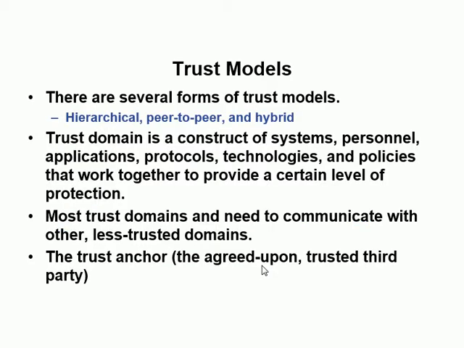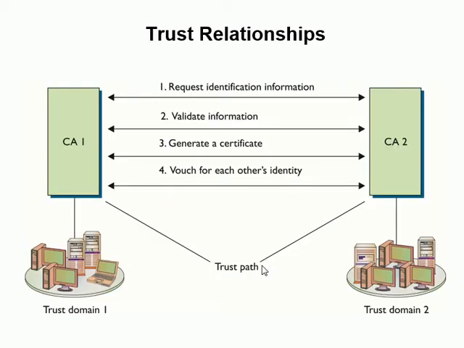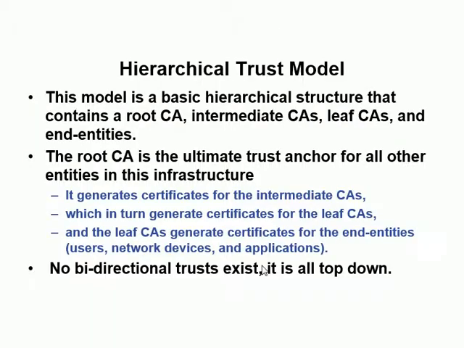So these trust models, there are several forms: hierarchical, peer-to-peer, and hybrid. And this really gets into that concept of transitive trust that we talked about previously, where if I'm A and I trust B, and C trusts B, then C should trust me implicitly because B trusts me. That's what we're talking about with these different trust models, A trusting B and all that. But there are three: hierarchical, peer-to-peer, and then hybrid.